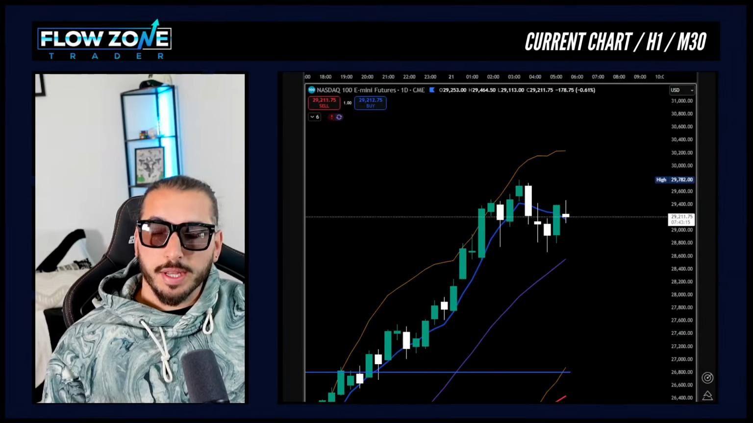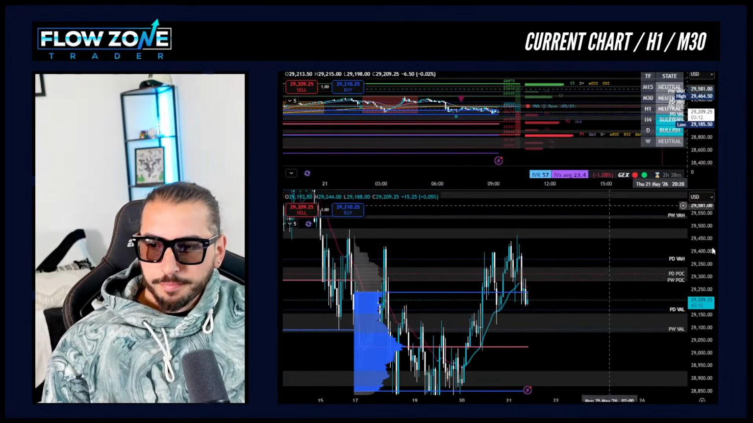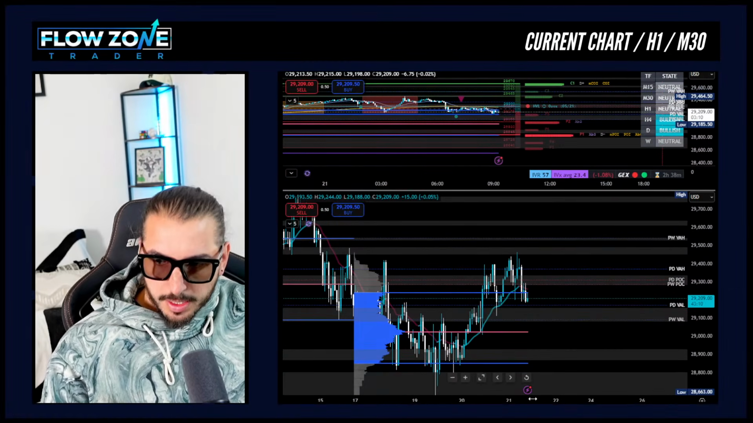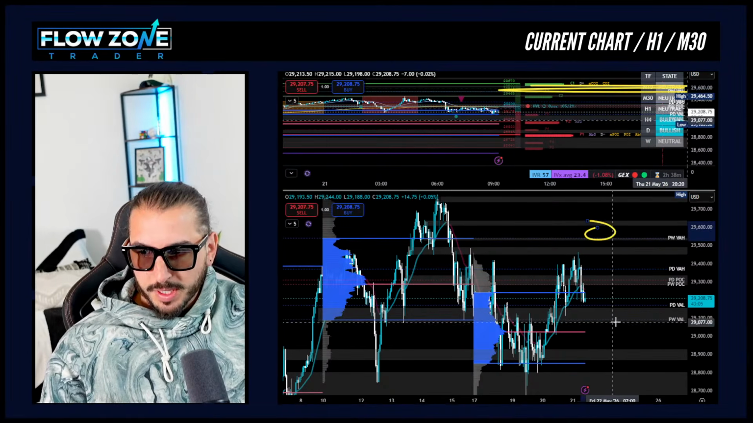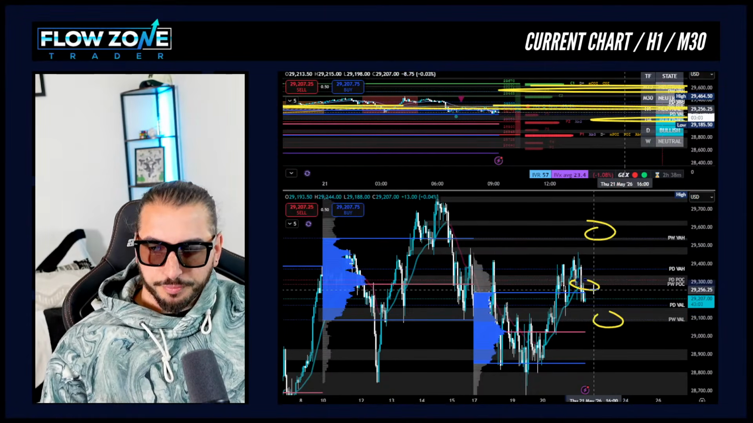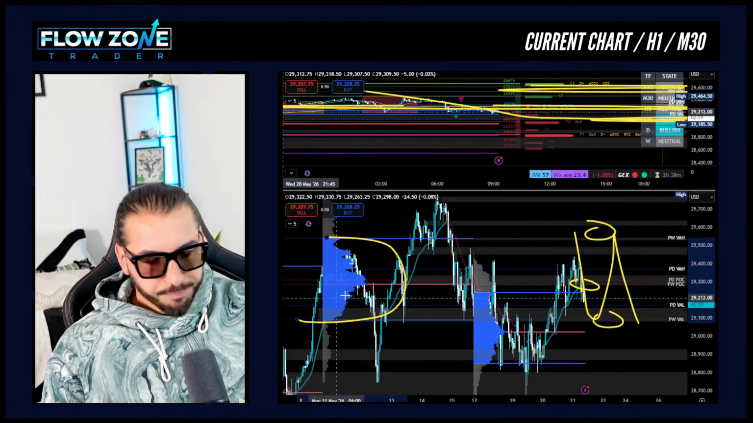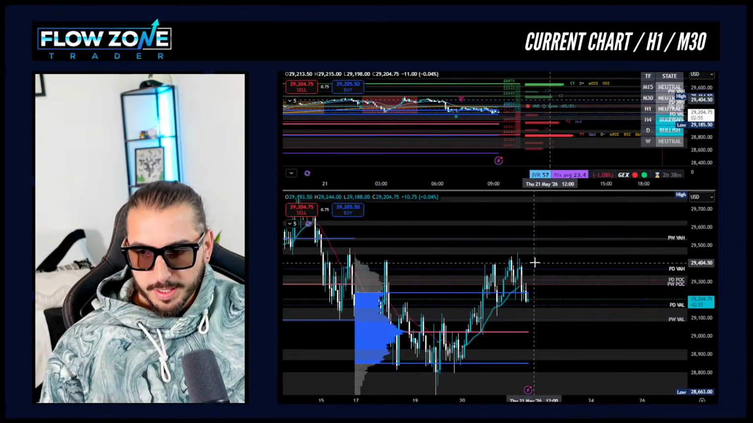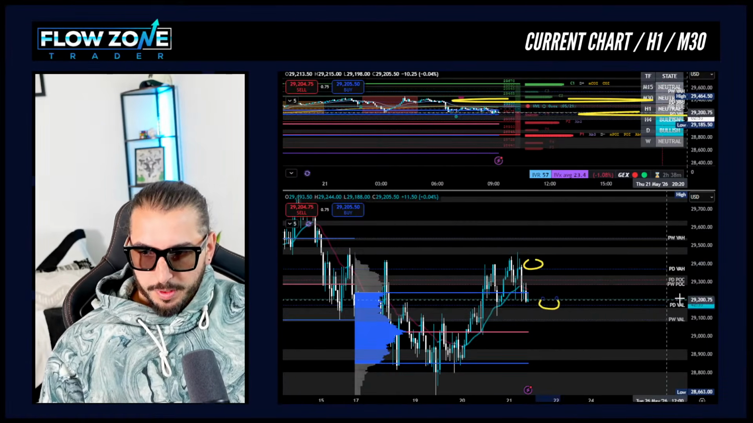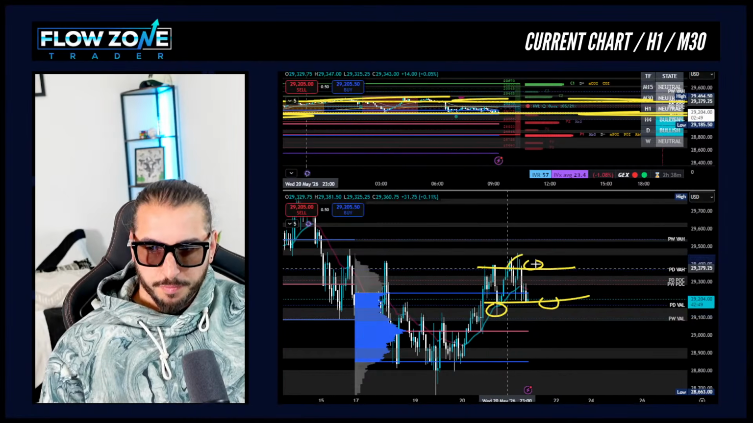We come down to the hourlies. We are currently trading inside previous week's value area. There's value area high, value area low, and point of control. We're also trading inside of yesterday's value, with value area high and value area low. No acceptance below, no acceptance above.